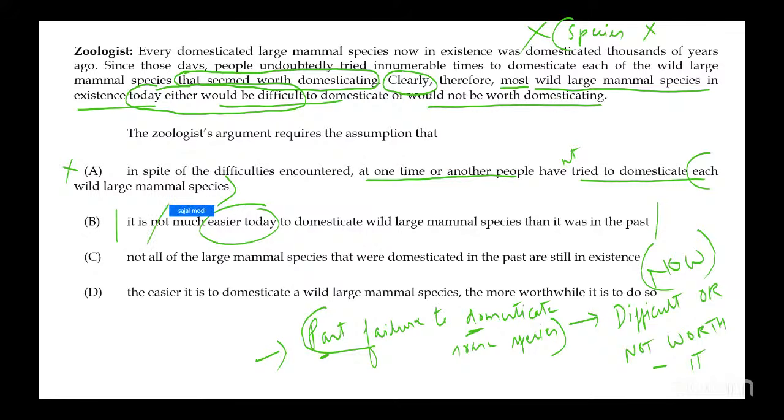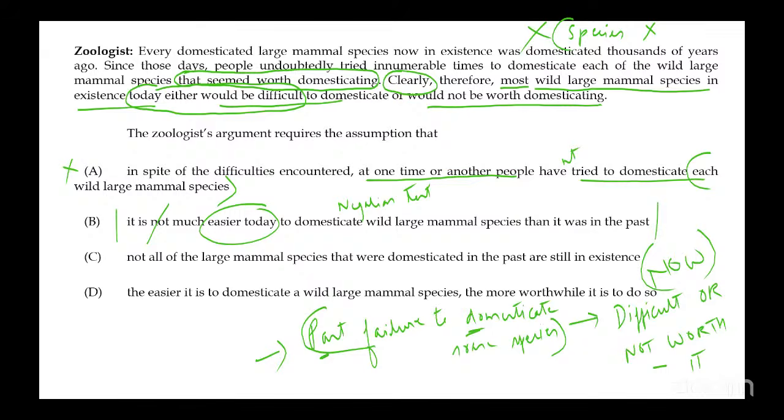So here comes the negation test. We will use the negation test when it is required. So I'm denying this. I'm saying it is much easier today to domesticate wild large mammal species than it was in the past. The argument falls apart, right? It attacks the argument on negation. So this is absolutely required, right?